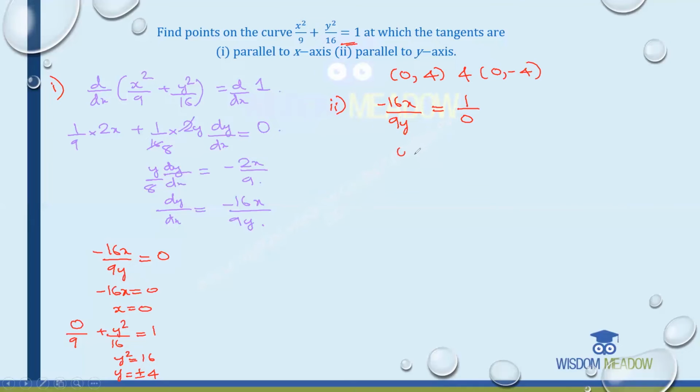Cross multiplying it, I get y is 0 this time. So when y is 0, putting back into the equation to solve for the x coordinate, x square over 9 plus 0 over 16, that's 0, equal to 1. So x square is equal to 9, x is equal to plus or minus 3. So this time the points are (3, 0) and (-3, 0), the ones which are parallel to the y-axis.